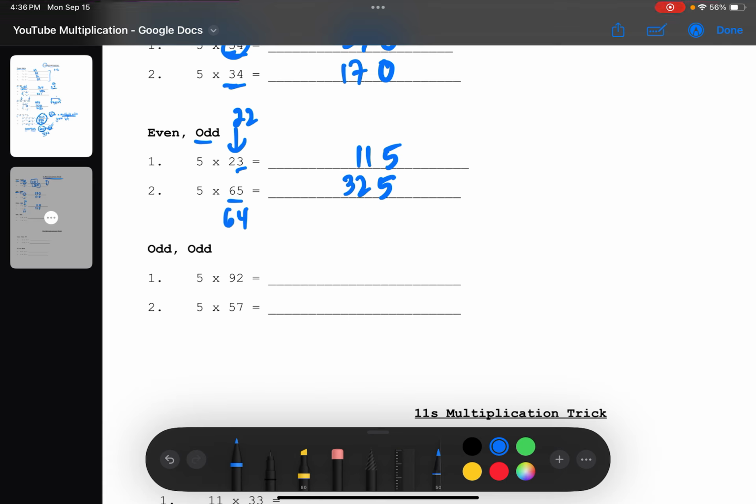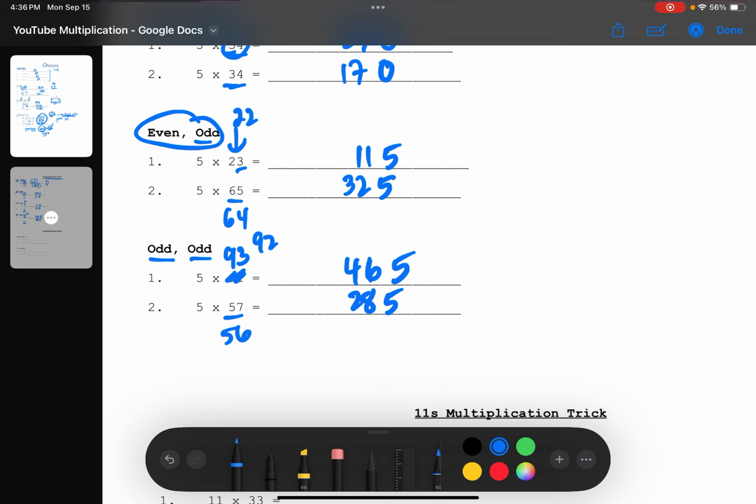Okay? This one, I meant to put odd. Let's just change this to a 93. I just didn't realize until then. But since this is odd, again, we're going to put a 5 at the end and then get half of 92. Well, half of 92 is going to be 46. So your answer is 465. Okay? And then over here, again, since it's an odd number, we're going to put a 5. And then half of 56, well, that's 28. So your answer is 285.